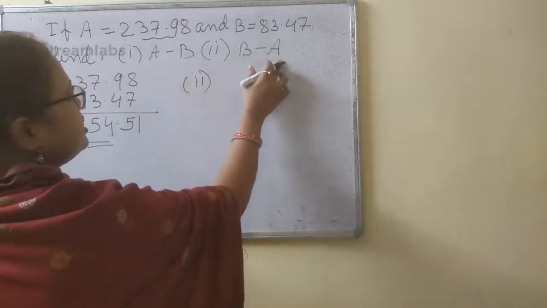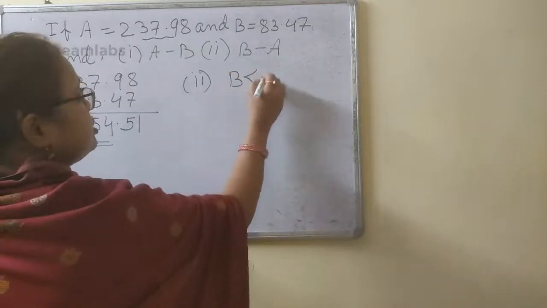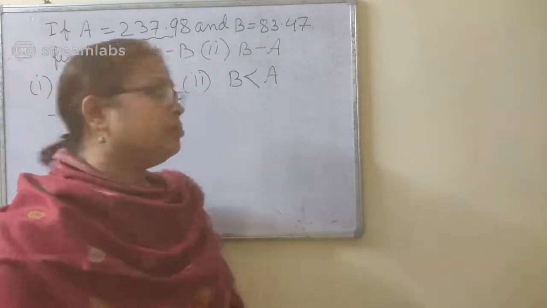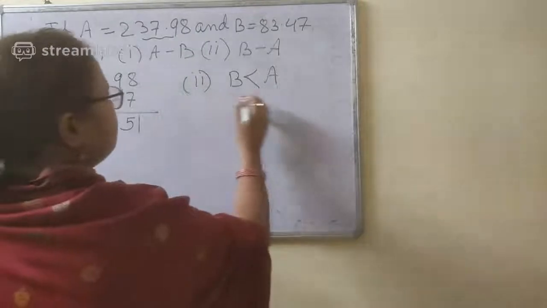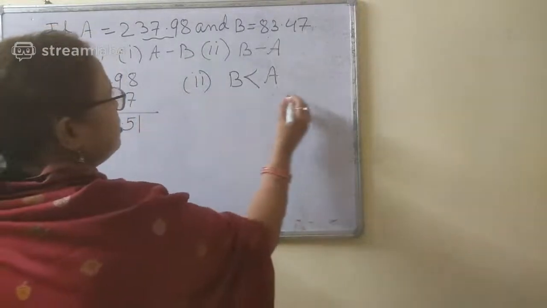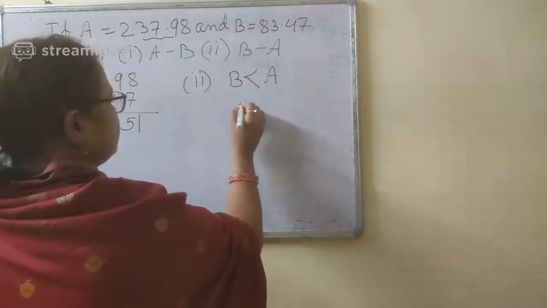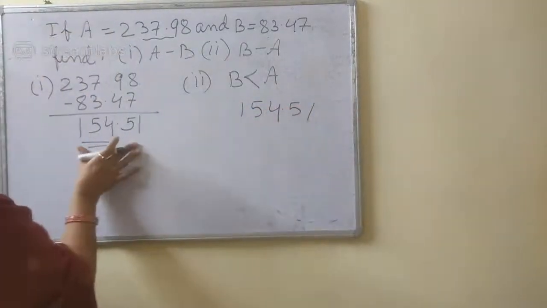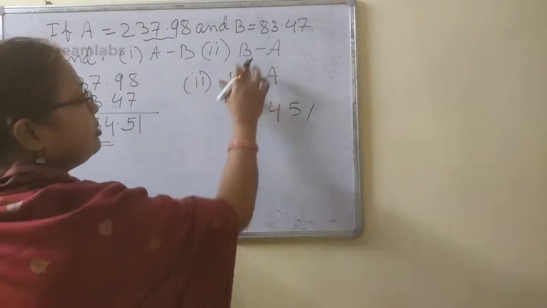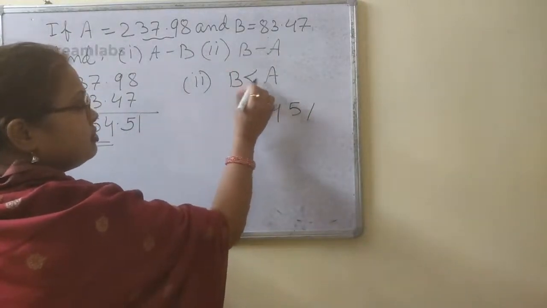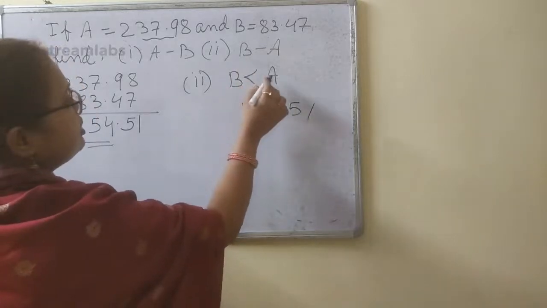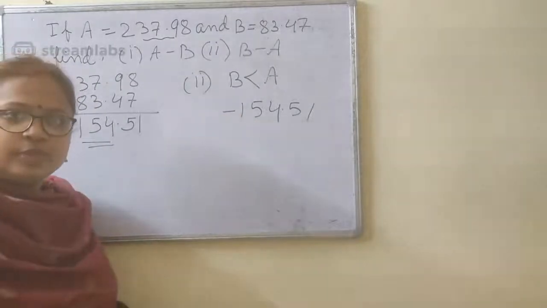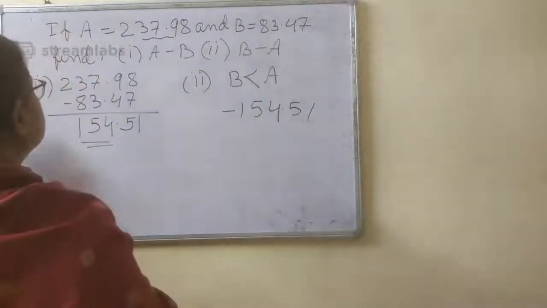In sub part 2, B minus A. We will do the subtraction, but we will put the sign with the greater number. So of course, when we subtract, we will get the same answer. We will get what? 154.51. As we have got here, same answer we will get here. But here B minus A and B is what? B is smaller than A. So here we will change the sign.